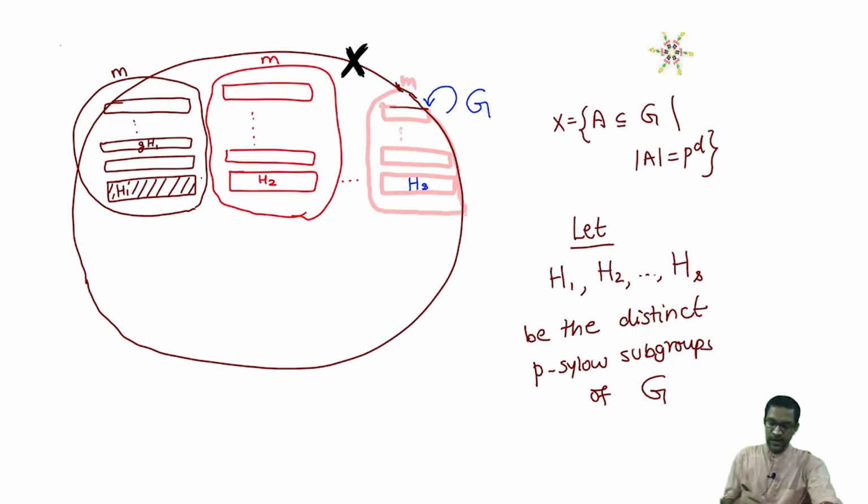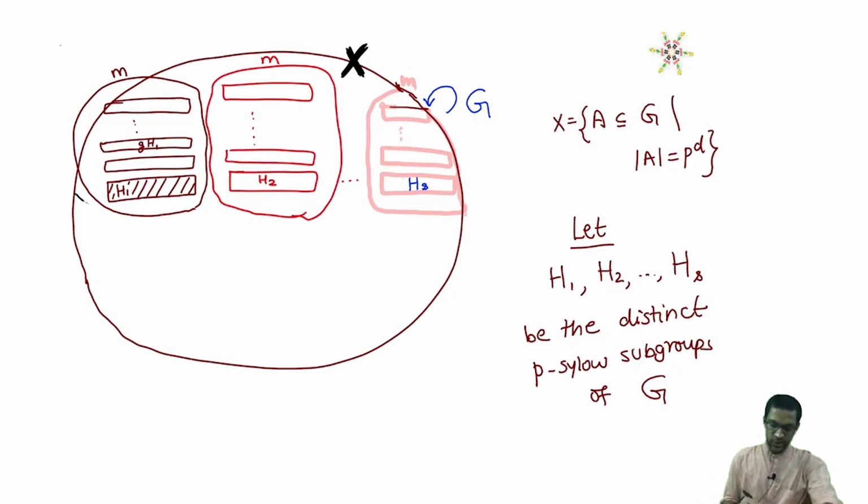Okay, and there are S of them. So how many total elements of X are accounted for in these orbits? There are M times S elements that lie in these S orbits. Okay, now let's look at the other elements.